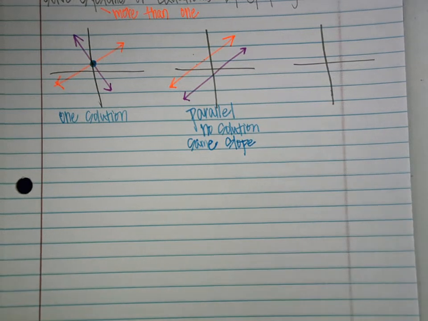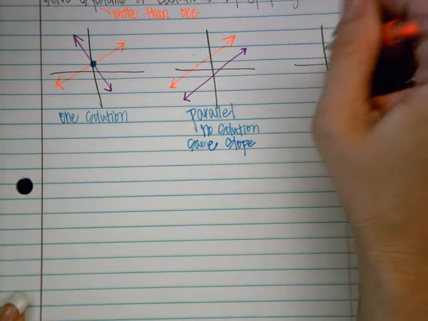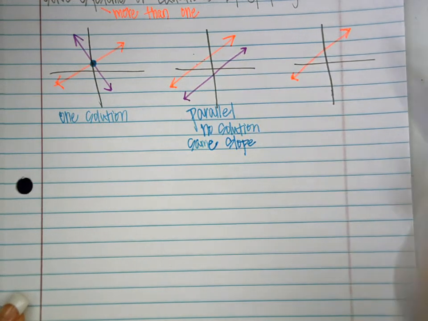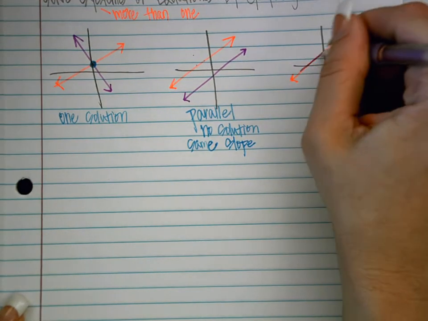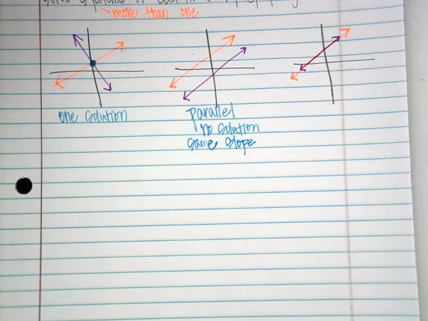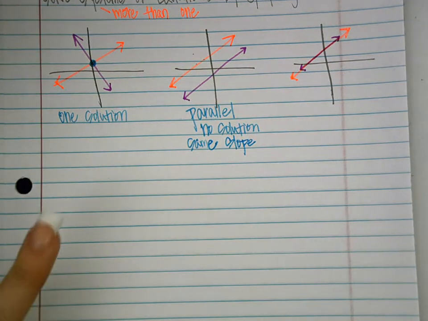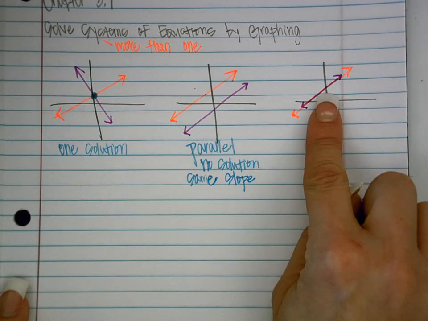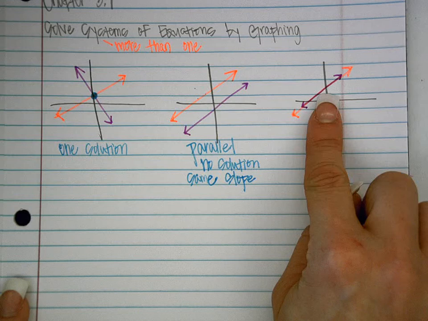And then the last type of situation you may see is if you have a line like this, and your second line is like that. They're basically the same line, right? One is shorter. Well, I did that on purpose so that you could see that there were 2 different ones. How many solutions do you think this would have?